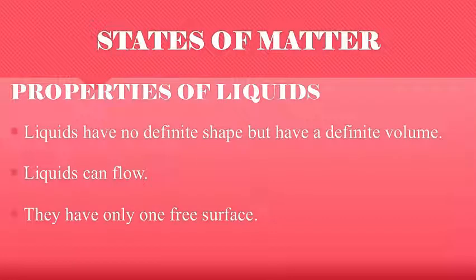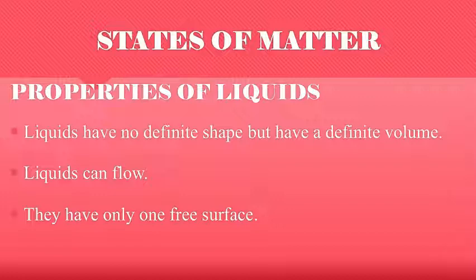Now we move on to the next state of matter, that's liquid. Now what are the properties of liquid? The first property, liquids have no definite shape but have a definite volume. Now what does it mean?